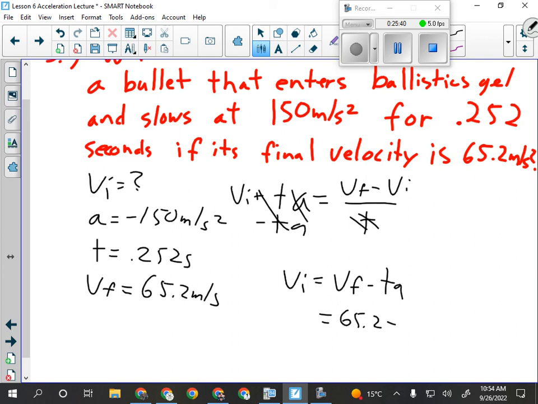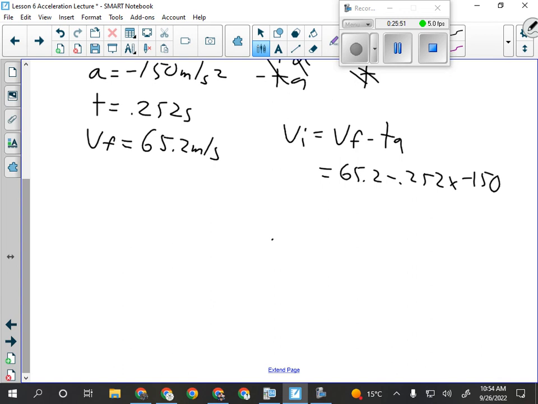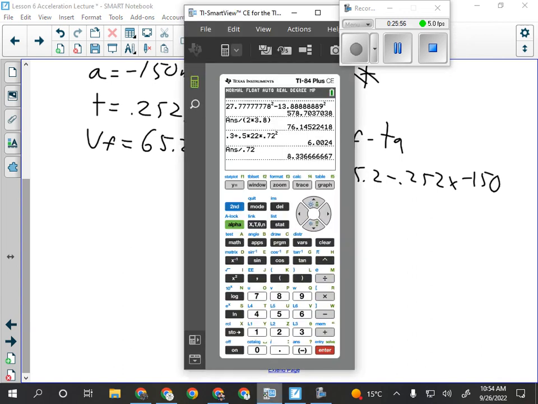So that'll be 65.2 minus 2.252 times negative 150. And it's pretty important that I leave the negative 150 in there. Otherwise, the answer will tell me that my bullet sped up as a result of hitting the ballistics gel, which obviously is not possible. So 65.2 minus 2.252 times negative 150 tells me that this was a pretty slow bullet when it hit the person, 103 meters per second.